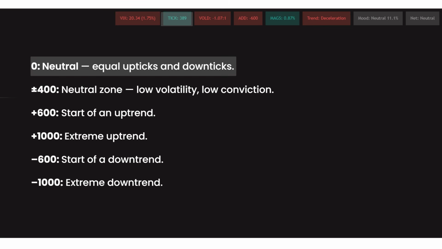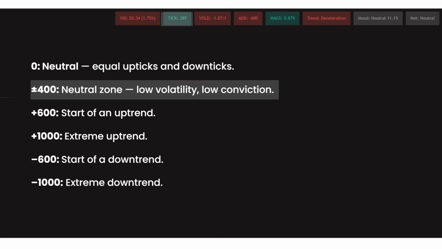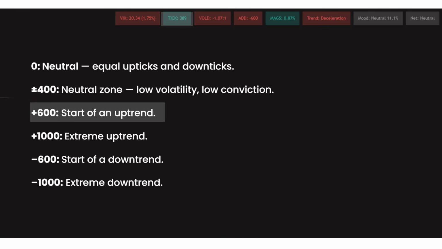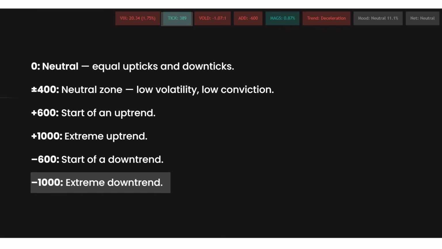A tick value of 0 is neutral, indicating an equal number of upticks and downticks. Values plus or minus 400 is a neutral zone, signaling low volatility and a lack of conviction. When the tick hits 600, it signals the beginning of an uptrend with stronger conviction as the values rise. 1000 signals an extreme uptrend, indicating strong buying pressure. On the downside, -600 signals the beginning of a downtrend with stronger conviction as the values fall. -1000 signals an extreme downtrend, indicating strong selling pressure.